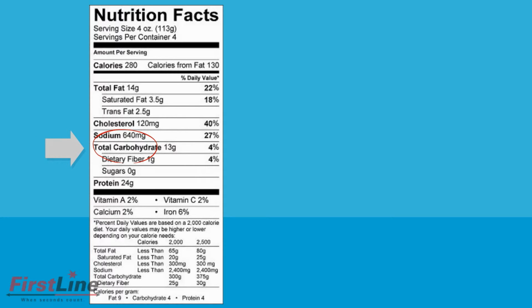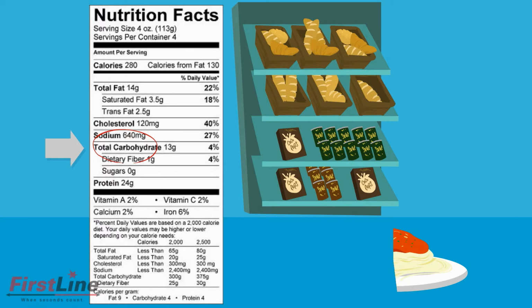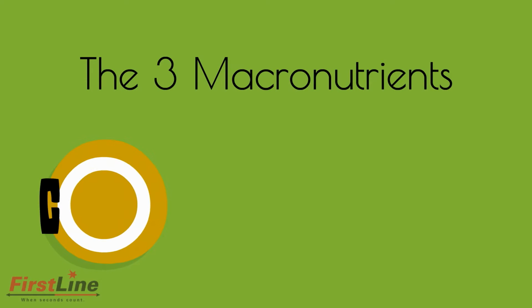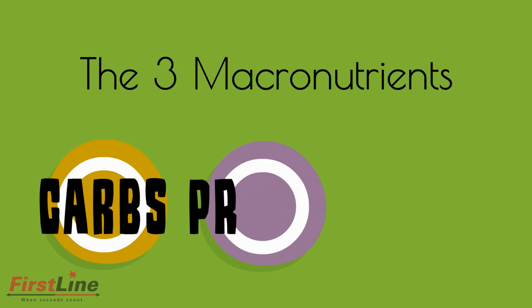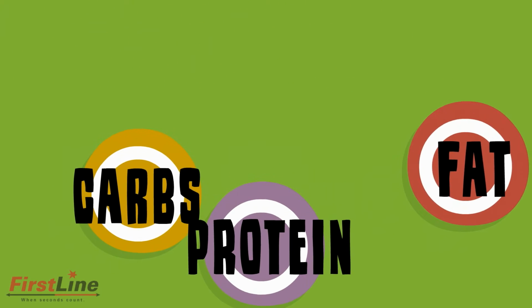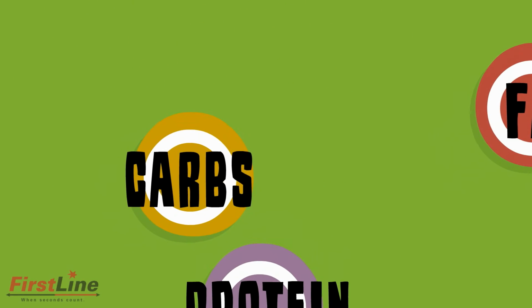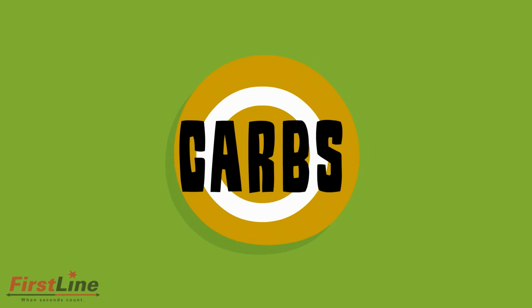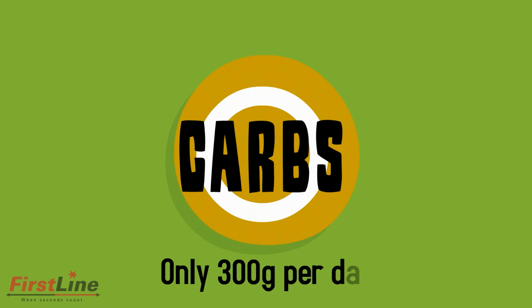Carbs are found primarily in starchy foods such as bread, pasta, rice, and some sugary beverages. Carbs are considered one of the 3 macronutrients. In other words, a substance that is required in relatively large amounts by humans. While carbs are necessary, they also need to be eaten in moderation, particularly if you are diabetic. The recommended total carbohydrate intake per day is 300 grams.